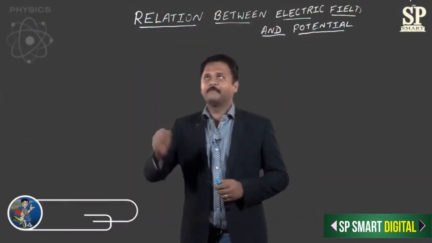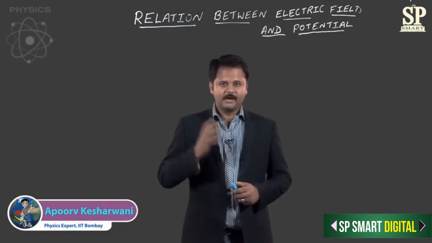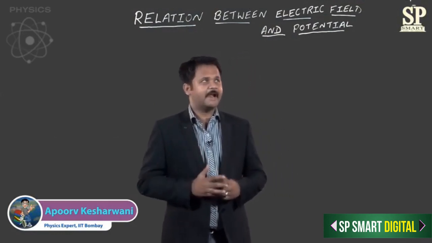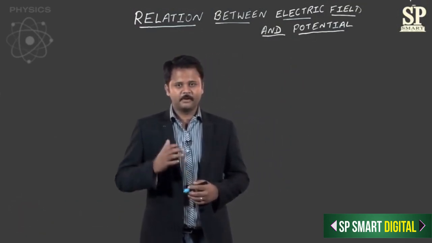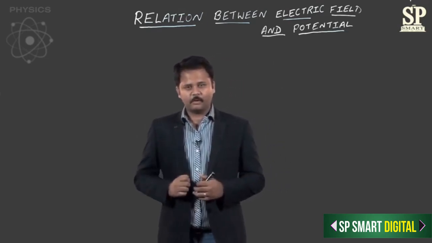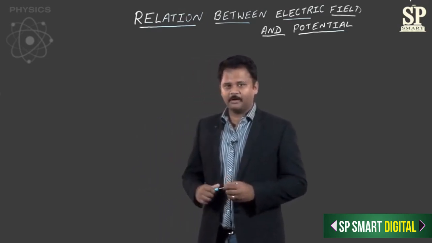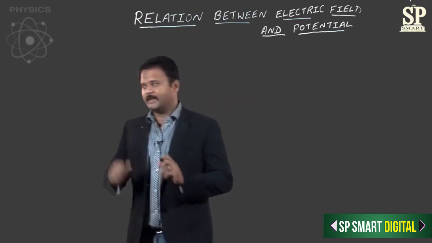In this session, we are going to look at the relation between the electric field intensity, which is also sometimes written in shorthand as electric field, and also electric potential. So, just before diving deep into this, let's have a quick recap of what we have learned in electrostatics so far.